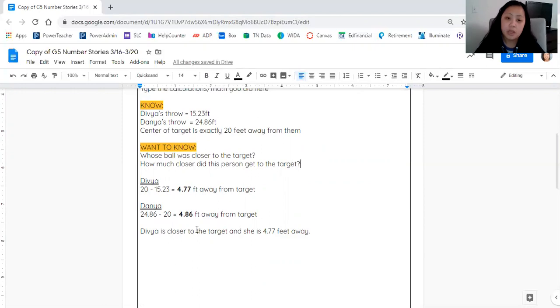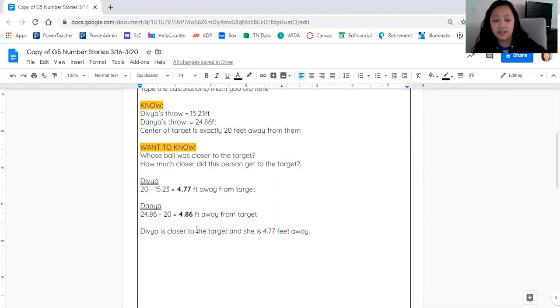So if we were to look at these two and compare the two numbers, right, the number that is smaller is technically the person that has the ball closer to the target, right? And whose ball is closer to the target based off of that? Remember, the feet that they have from the target is smaller. Who has it?